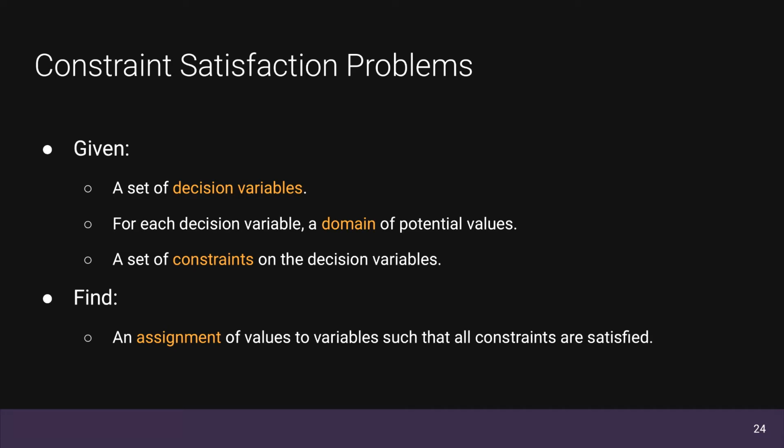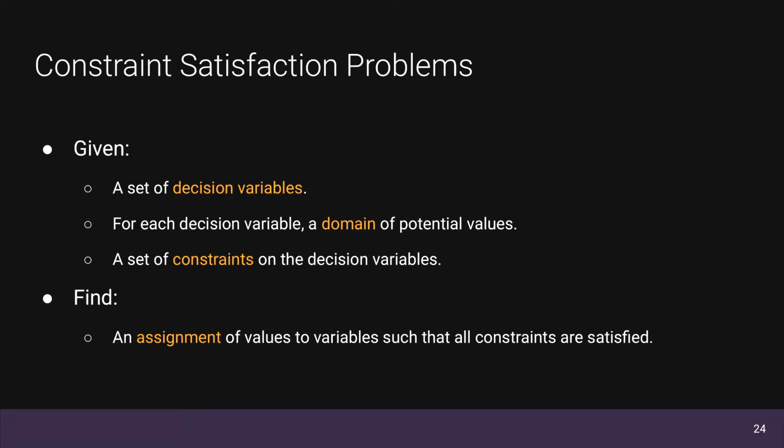So, given a set of decision variables, that's our nodes in our little graph for the crystal maze problem. For each decision variable, a domain of potential values, well, when we started out, that was 1 to 8 for each of the nodes in the crystal maze problem. And a set of constraints on the decision variables, well, that was all of the arcs between them, suggesting adjacency constraints, and also the slightly less obvious constraint that we were still applying there, which isn't represented directly in that graph, which is the all different constraint.